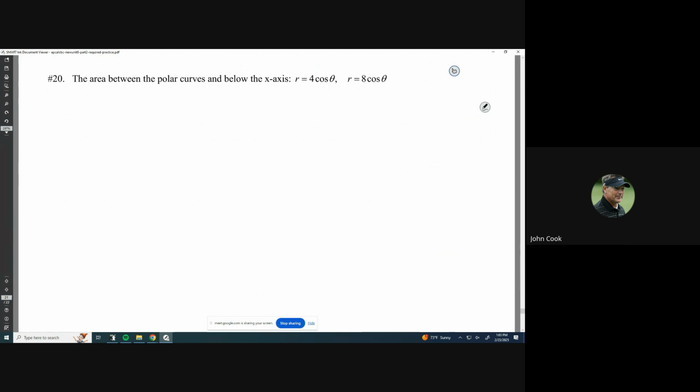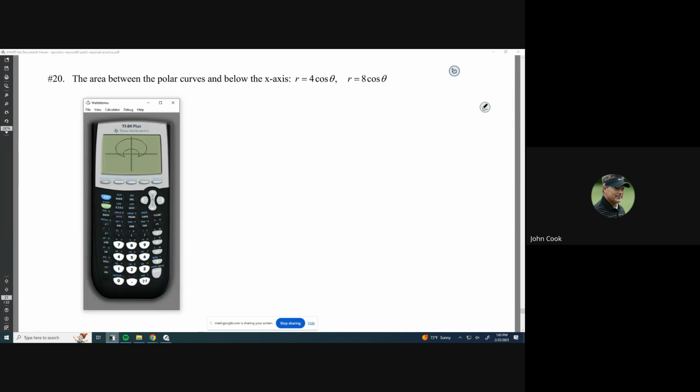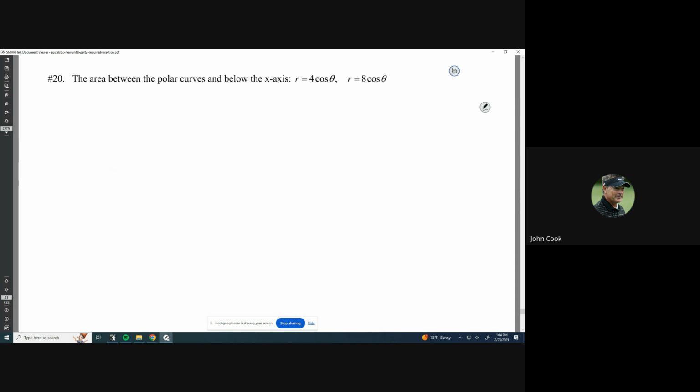All right, so let's see, the area between the polar curves and below the x-axis. It's a little bit more specific. r is equal to 4 cosine theta and 8 cosine theta. All right, so let's graph it out. 4 cosine theta and 8 cosine theta, and then zoom 6. There's the first circle and the second circle. Here's how they look.